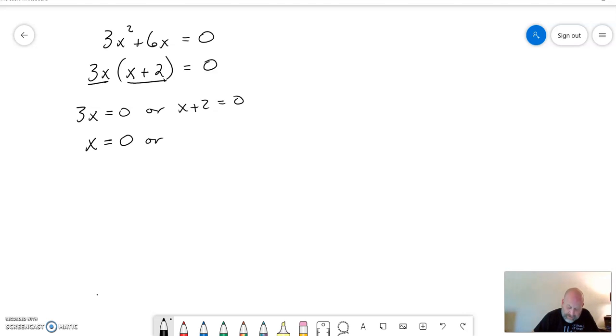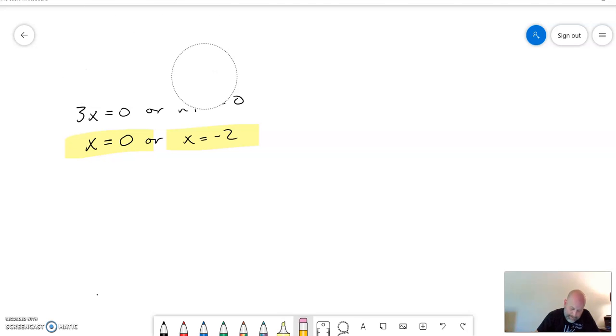Or over here, if I subtract 2 over, I get x is equal to negative 2. And so I end up with two answers. I have x equals 0, and I have x equals negative 2. Right? And those are my two solutions to this one. Now, so let's go ahead and look at the next one here.